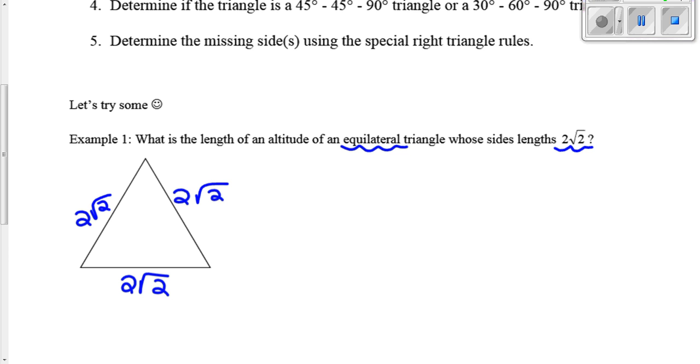All right, now equilateral triangle, since all sides are congruent, all angles are congruent. So if I do 180 divided by 3, I get 60. So all the angles are 60 degrees, because 60 plus 60 plus 60 is 180. Now the problem says, what is the length of an altitude? I could technically draw from any vertex, but let's keep it simple and go from the top. I'm going to draw down here and make that 90 degrees.